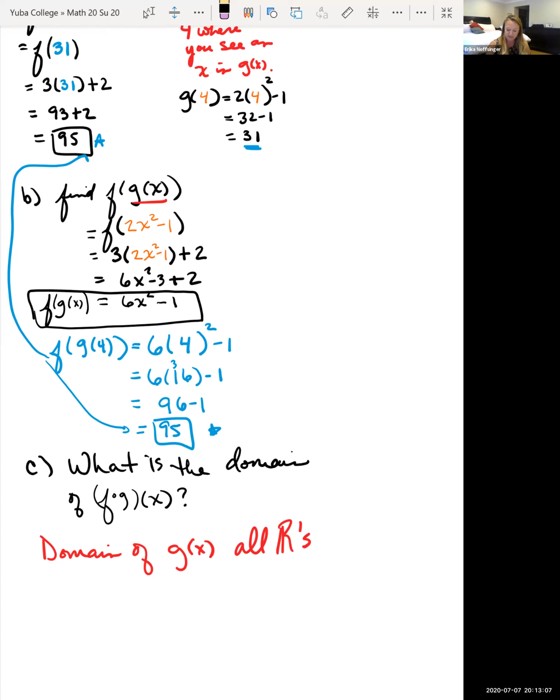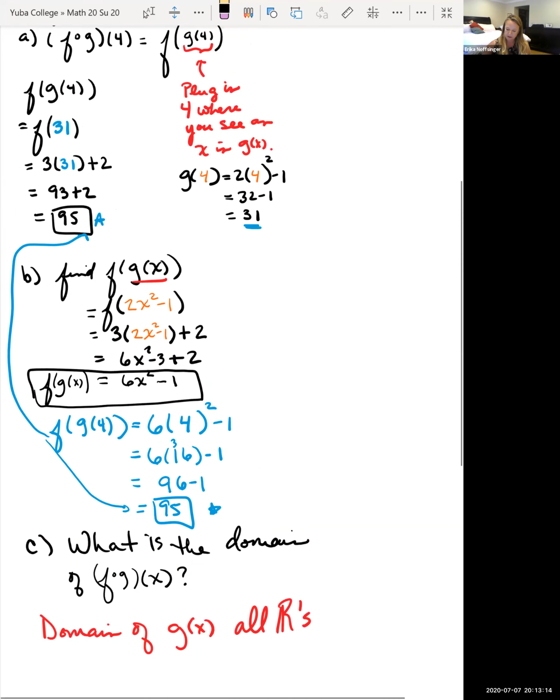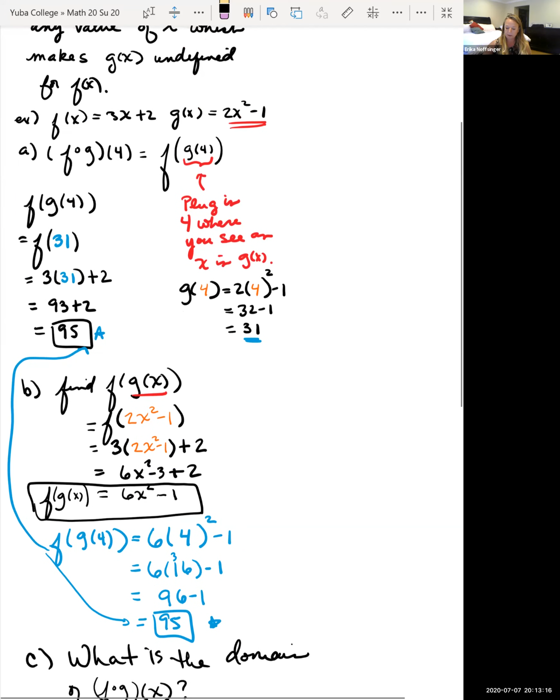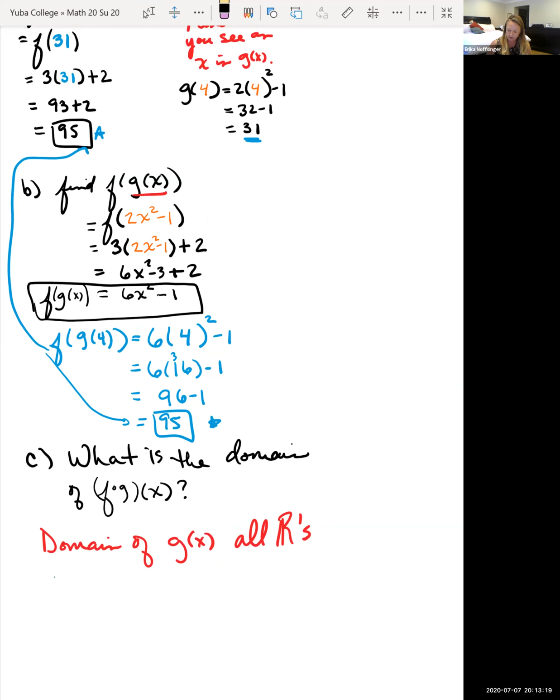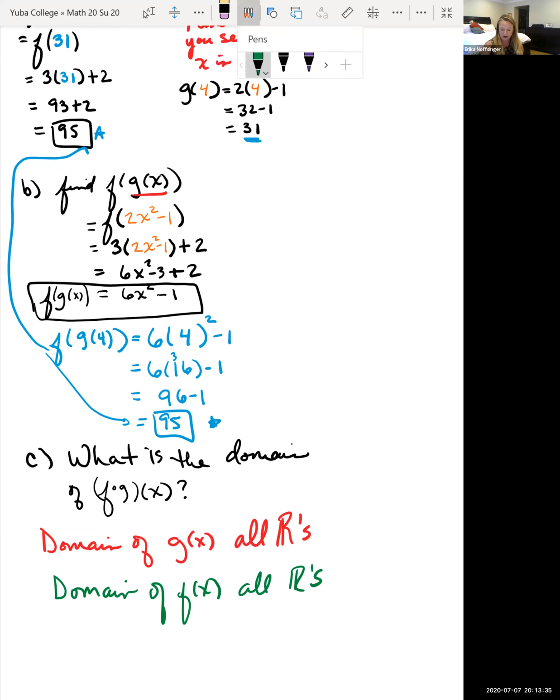The domain of f of x, well, it is also a polynomial. That was 3x plus 2. So it's also defined everywhere. So there's no spot that we have to exclude that we're getting back from g of x that will give us a problem in f of x. So since the domain is all real numbers for both, then the domain of the composition is also all real numbers.